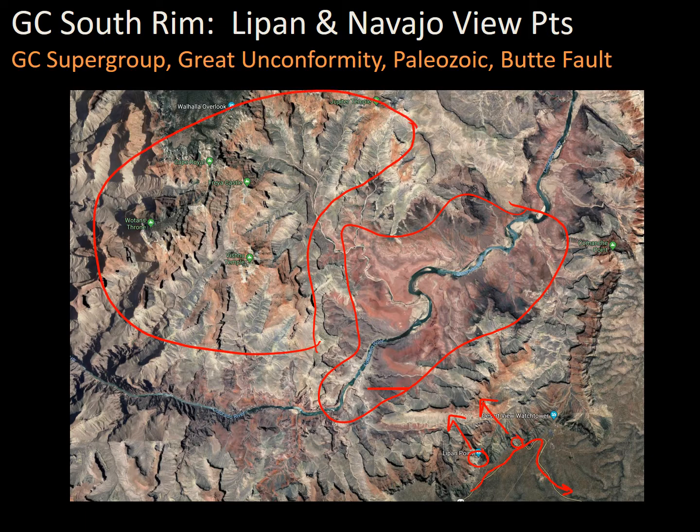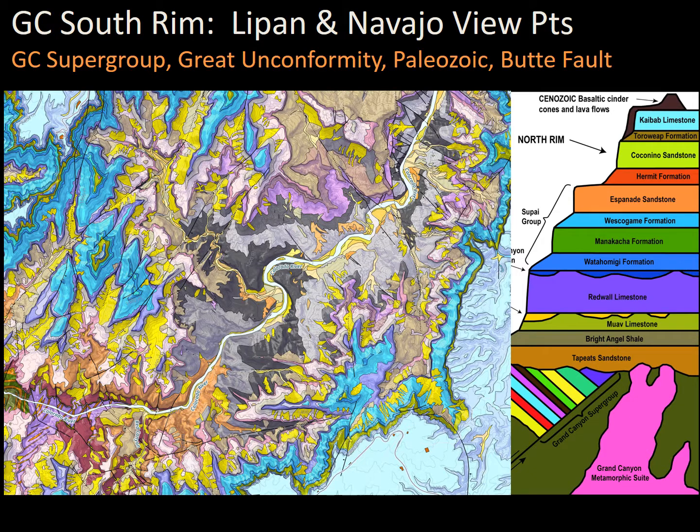Let's take a quick look at the geologic map and cross-section. So again, here we are at Lipan Point, looking that way, and we'll be here at Navajo Point, also looking that way. The geologic map is also separated by color. By and large, all of these rocks down here are the Grand Canyon Supergroup. The grays here are the Dox Formation, overlain by the Cardenas basalt, which is this pink one.